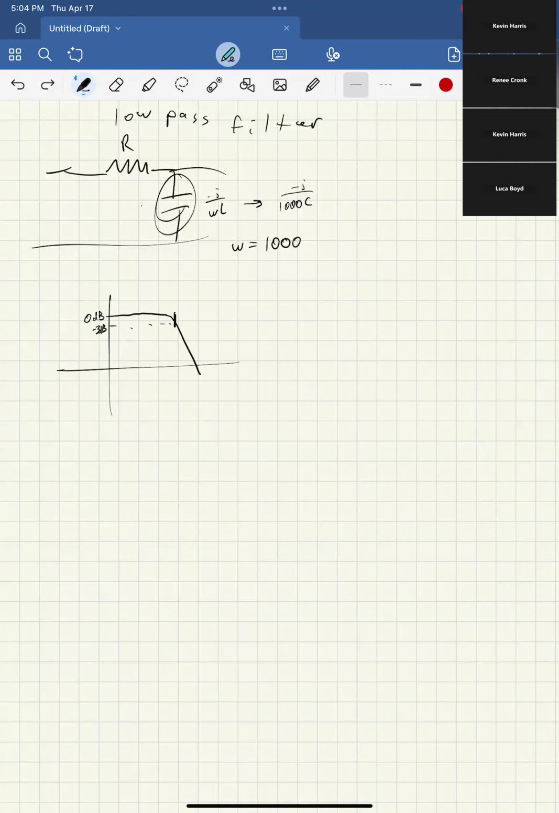Yeah. And this is the omega and this is the magnitude of H of omega. And then there's also stuff on the phase, but I'm not going to talk about that. But yeah, omega c is this, but omega is a variable, you know, whereas omega c is just a point.